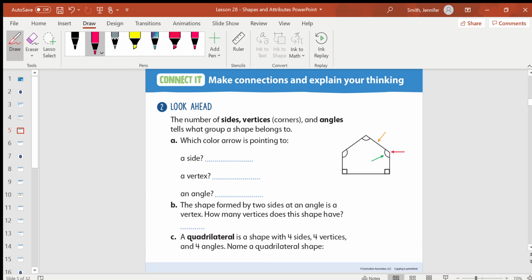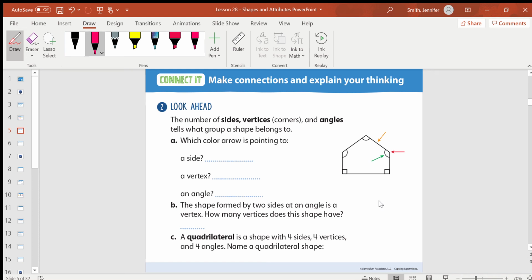Which color arrow is pointing to the side? That's right, the yellow arrow is pointing to a side. What color is pointing to a vertex or a corner? That's right, the red arrow is pointing to the vertex or the corner. And an angle, the angle is the inside of a corner, and the green arrow is pointing to the angle. So this week we'll be looking at the number of sides, vertices, and angles each shape has.